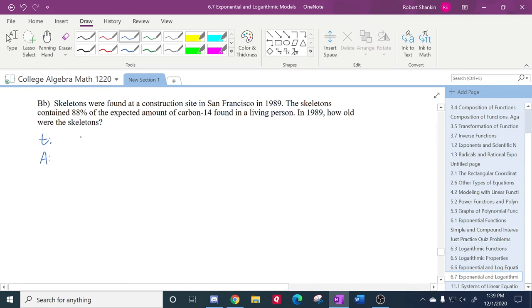How old were the skeletons? And T is going to be similar to what we did in the last one. It's time, in years. Now, how old are the skeletons?